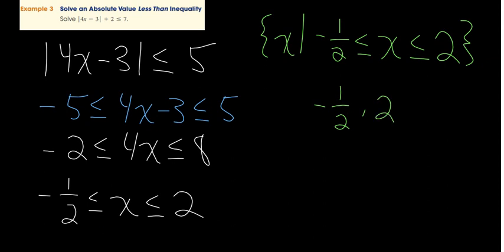Do we use parentheses or brackets? Looking here, next to the negative 1/2 is a less than or equal to, so that's going to be a bracket. Over here, it's also a less than or equal to, so that's also going to be a bracket. So those are 2 ways to write our solution, and that is less than.